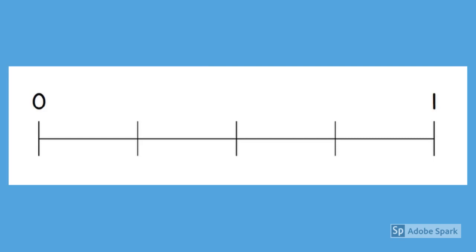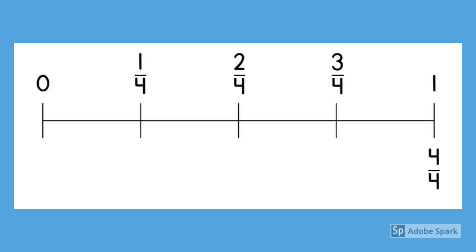So let's look at this number line. How would you label this one? Look at the number of parts it is cut into. Pause the video while you label your number line. So let's check. Did you label the number line correctly? Well, it was cut into 4 equal parts, so the denominator is 4. So we have 1/4, 2/4, 3/4, and 1 one is 4/4. Remember, when the numerator and the denominator are the same, equal, it equals 1.